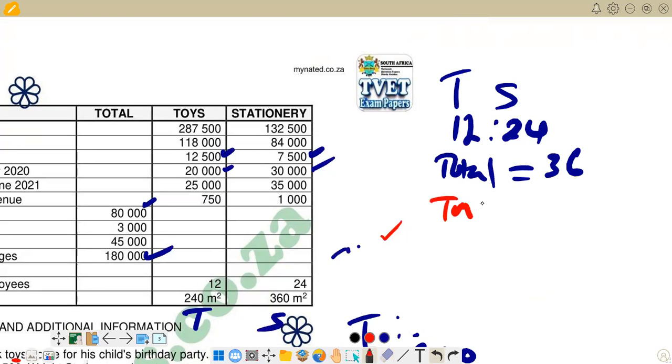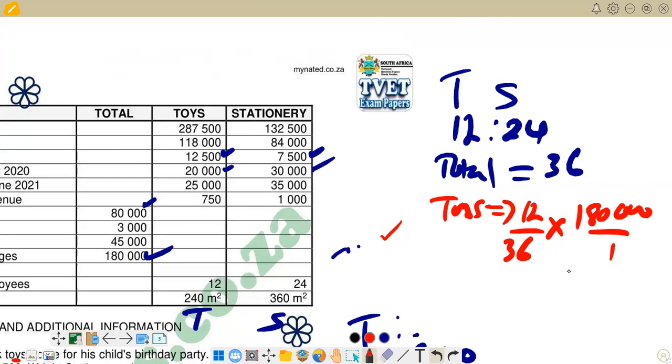This is toys now. We are saying the total is the denominator. So for toys, we have 12 over 36 times the figure that we have, 180,000 over 1. And then the answer that we're going to get there is 60,000.